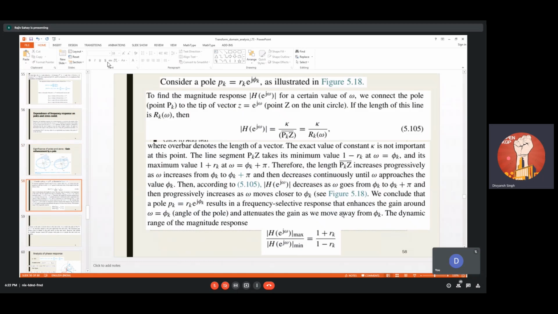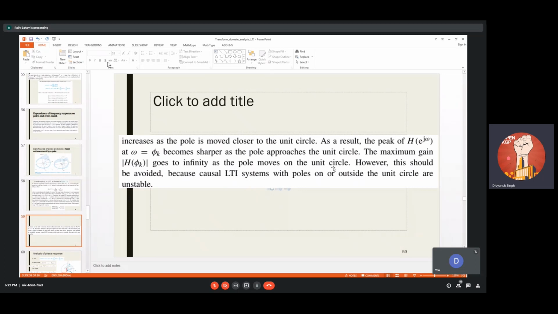So if it is closer to the unit circle, then this term will tend to 0 because RK will tend towards 1. So if RK tends towards 1, then the modulus of H(e^jω) will shoot very high. In fact, the ratio of the maximum magnitude to the minimum magnitude will tend towards infinity. So that will happen, and therefore the maximum gain will go to infinity if the pole is located on the unit circle.